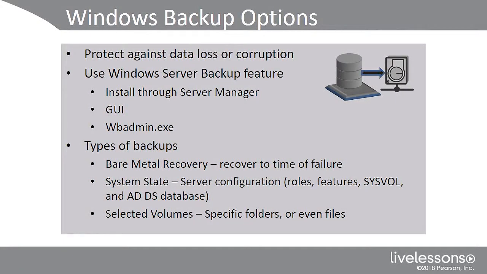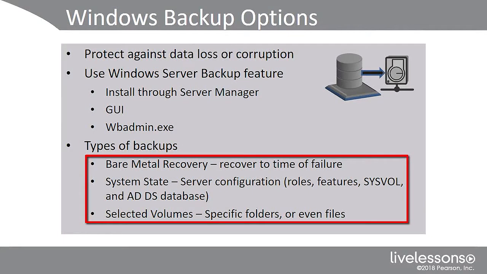And we can back up ADDS using a Windows Server Backup feature, and we can install that through the Server Manager, and then we can use the GUI or the command line utility called wbadmin.exe. After we've installed the backup feature, we can then go in and perform three types of backups. Bare metal recovery, which allows you to recover to time of failure.